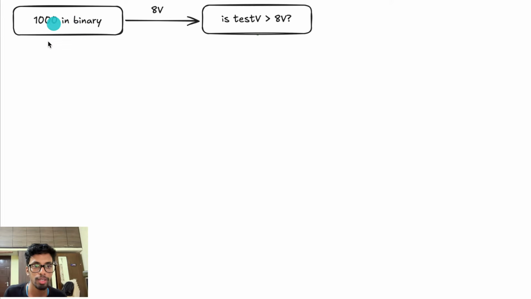So my first most significant digit, I have put it as 1. The rest of them I've all put as 0. So 1000 in binary is going to be 8 volts. So I'm going to test my test voltage against this 8 volts. Is test voltage greater than 8 volts?